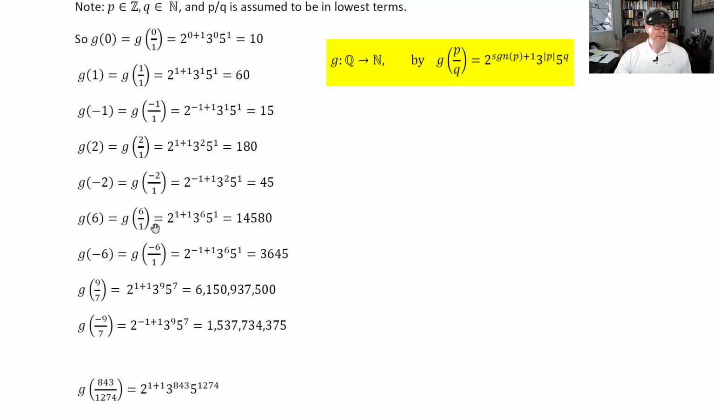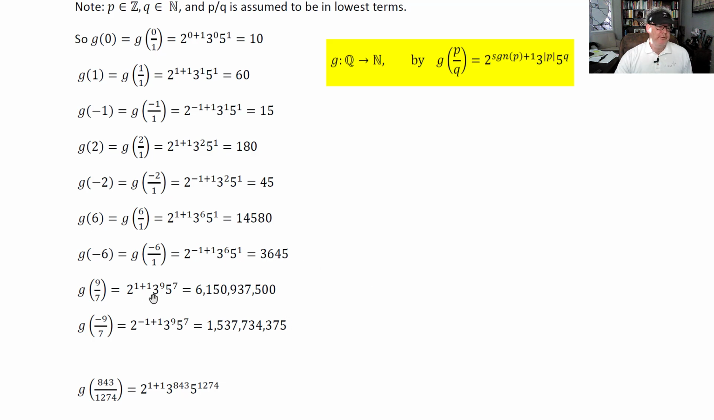To say G of 6, my last integer, positive and negative: 2 to the sine plus 1, so 2 to the 1 plus 1, 3 to the 6, 5 to the 1, did on the calculator of course. And G of negative 6 over 1 would be 2 to the negative 1 plus 1, 3 to the numerator in absolute value, 5 to the denominator.